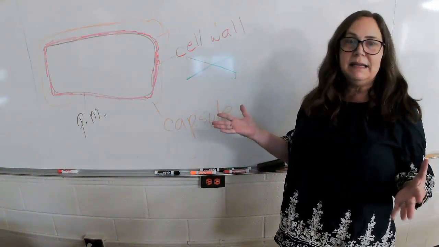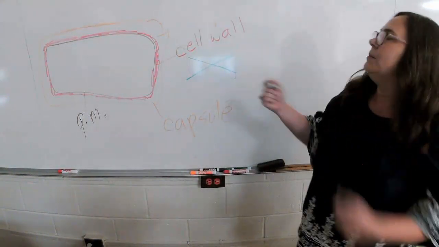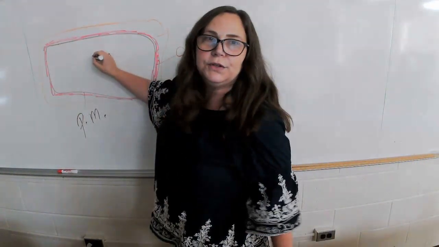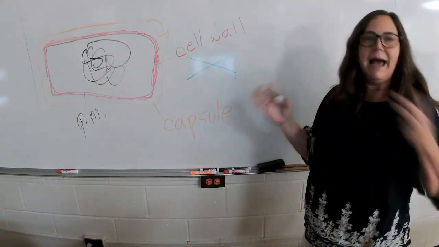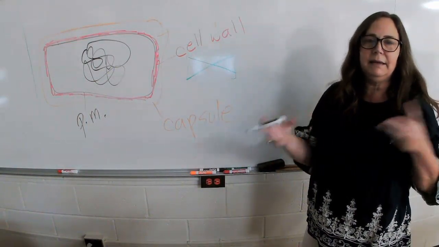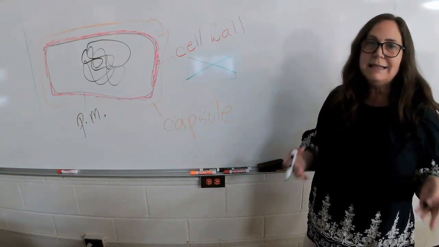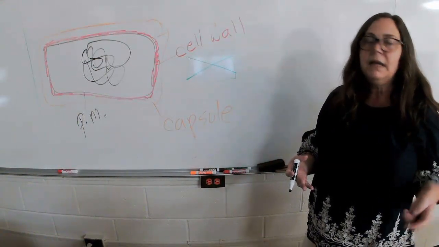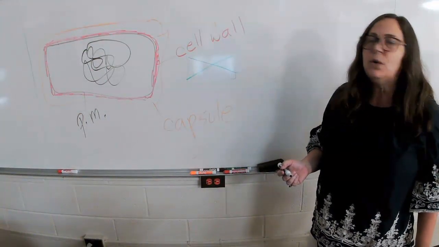Well, let's talk about the DNA. The DNA is in the form of a long circular chromosome in a region called the nucleoid. I drew it as a big mass because it's going to be all tangled up, but it's actually one single long circular chromosome. So that's the DNA, and the DNA is located in the nucleoid region.